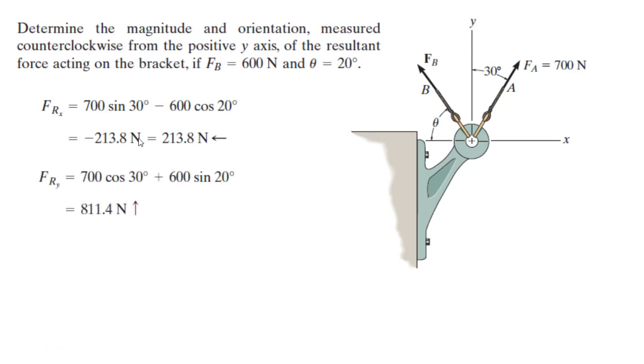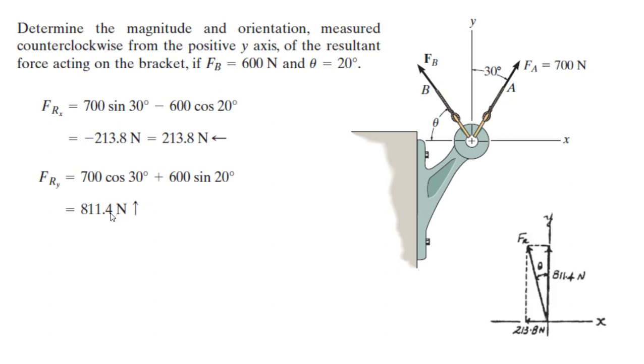In the y direction, this time on FA, the vertical, which is the y direction, is adjacent to the 30. So I'm going to use cosine for the adjacent to 30. It'll be 700 cosine 30. For FB, the vertical on the triangle is over here, which is opposite, so I'm going to use sine. That'll be 600 sine of 20 degrees. Adding those two up, I get 811 newtons moving upward.